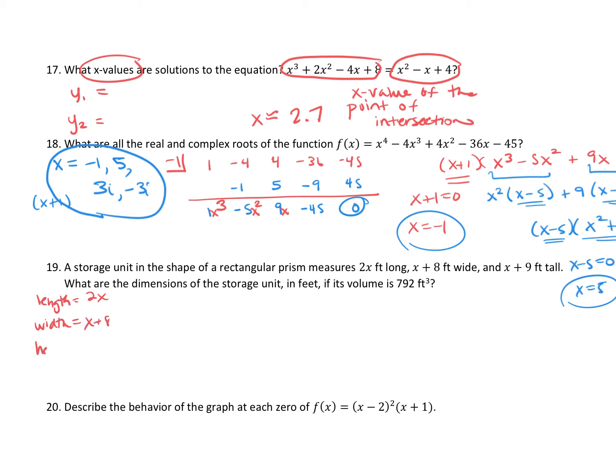And the height is x plus 9. So if we can figure out the value of x, then we can just plug it into all three of those dimensions and get the length, width, and height. So because they gave us volume, let's set up a volume formula. Volume equals length, 2x, times width, x plus 8, times height, x plus 9. We're going to set that equal to 792. And then we have an equation where we are solving for x.